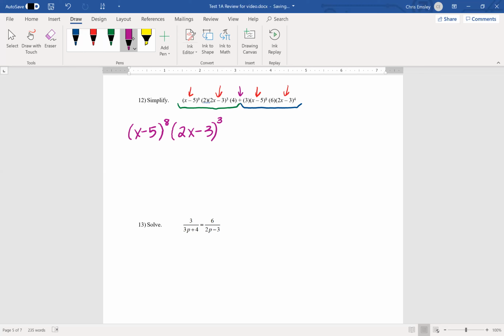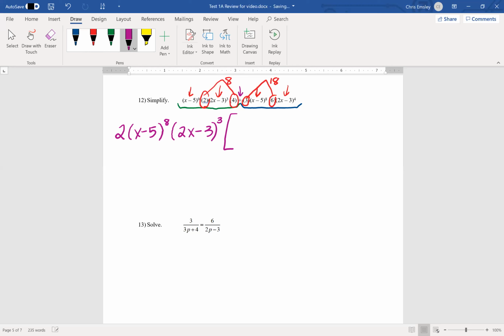So the only thing we haven't addressed yet is this 2 and this 4. So 2 times 4, that means this term really has a coefficient of 8. And then here we have a 3 and a 6. 3 times 6 is 18, so that term really has a coefficient of 18. 8 and 18, what do they have in common? What would be the GCF between those two numbers? That would just be a 2. So that is our GCF.